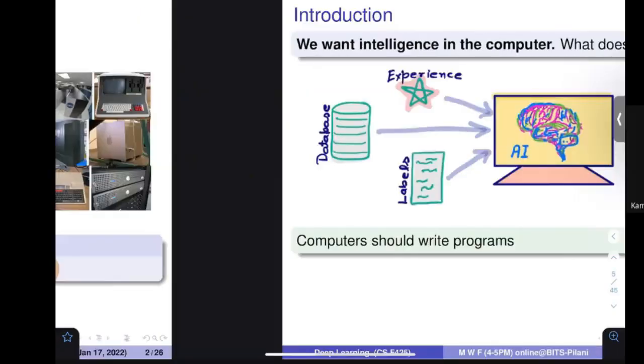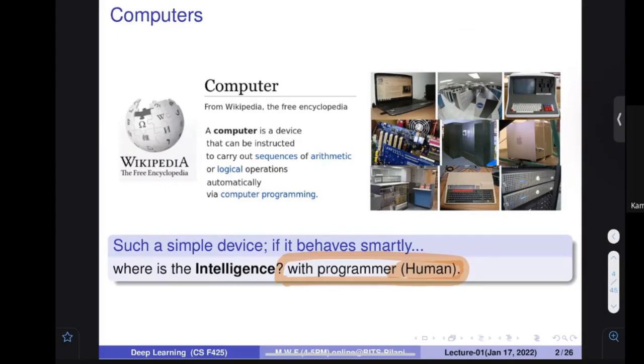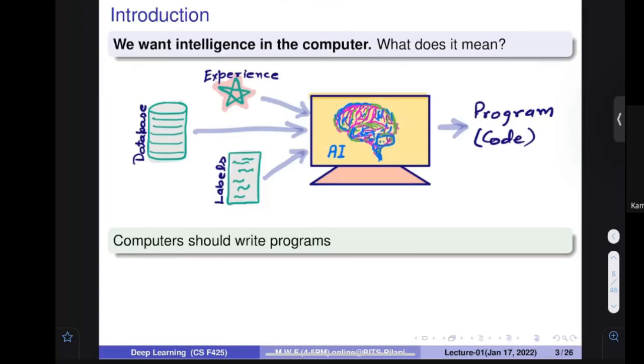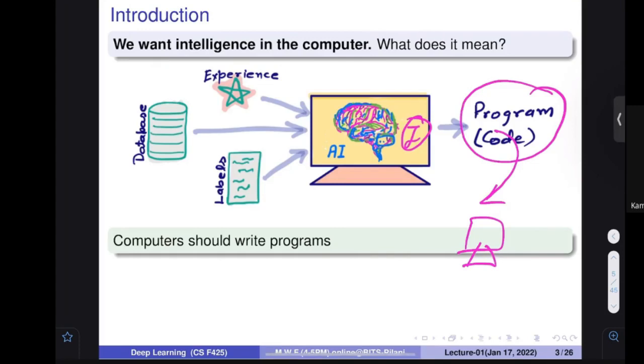Because ultimately, we have seen that if some computer is going to behave intelligently, it is going to behave intelligently because there is some underlying program for that. So the computer should write a program, and then this program can be executed on other machines. If the computer can do this, then we say that the computer has an intelligence.